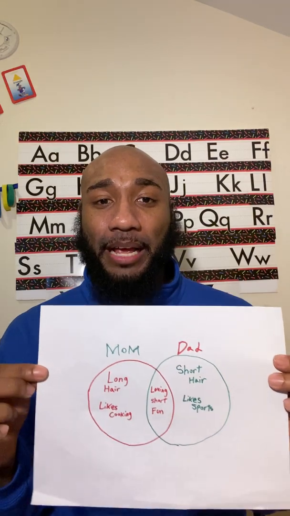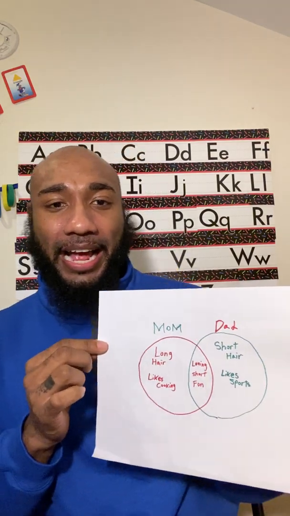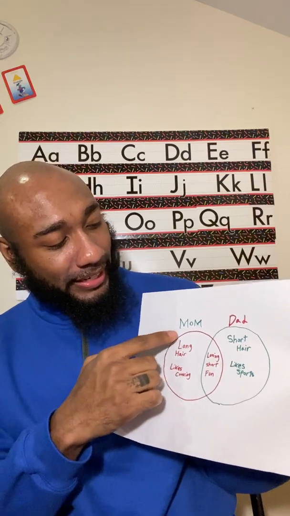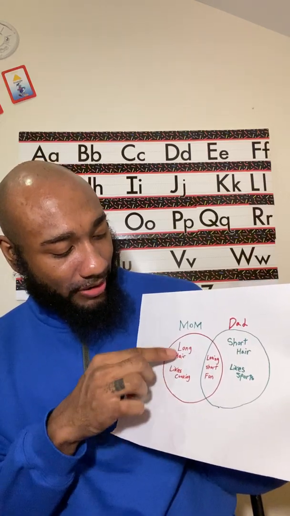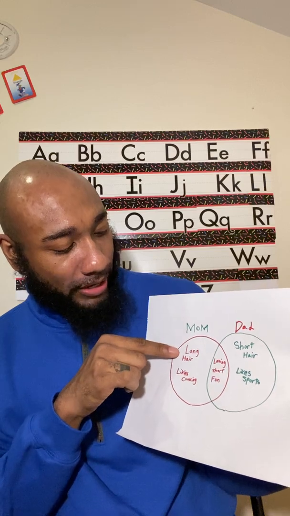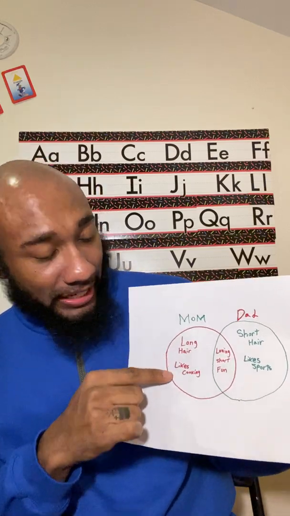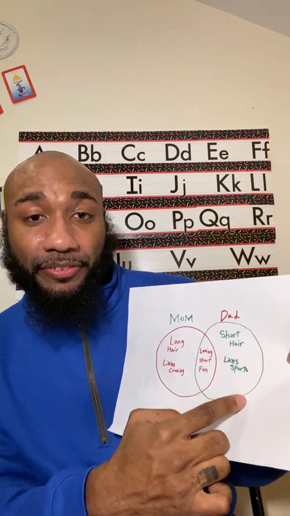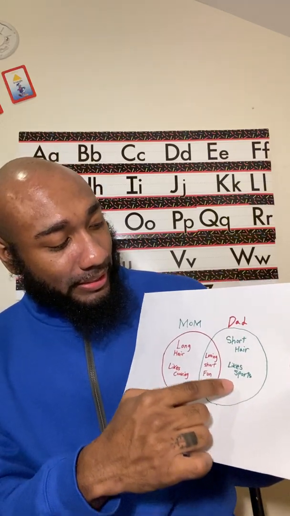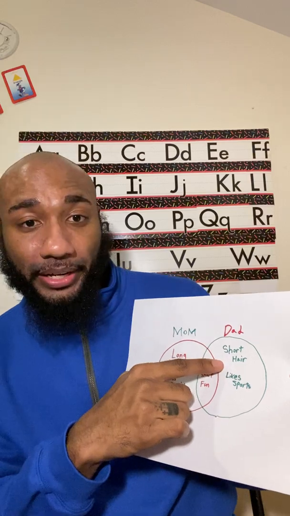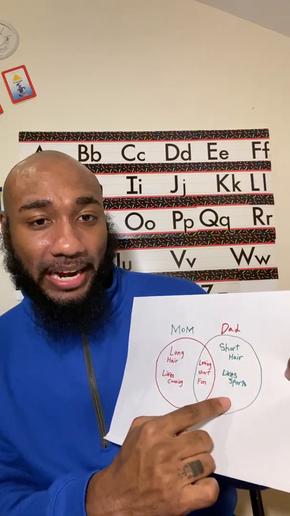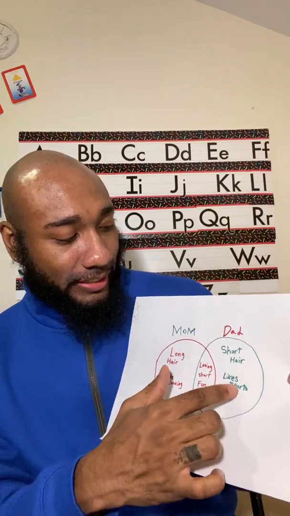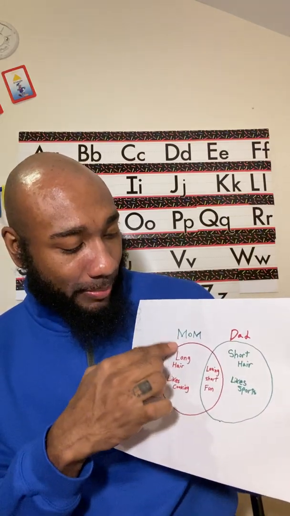So in this example that I created, I have my mom and dad. The things that are different, the way that they contrast: my mom has long hair. She likes cooking. And the things that are different with my dad: he has short hair. And my dad likes sports. These are things that are unique to my dad only and to my mom only.